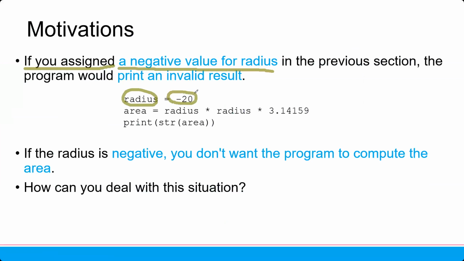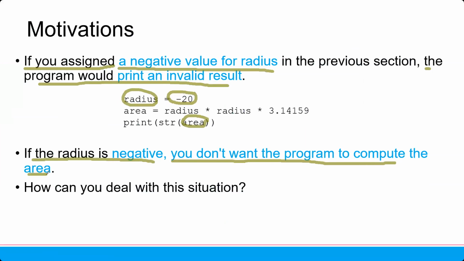is it okay? Actually, if you give a negative value, the program will print an invalid result. The area will be negative, but actually there is no area with negative value. If the radius is negative, you do not want the program to compute the area. So how can you deal with this situation?